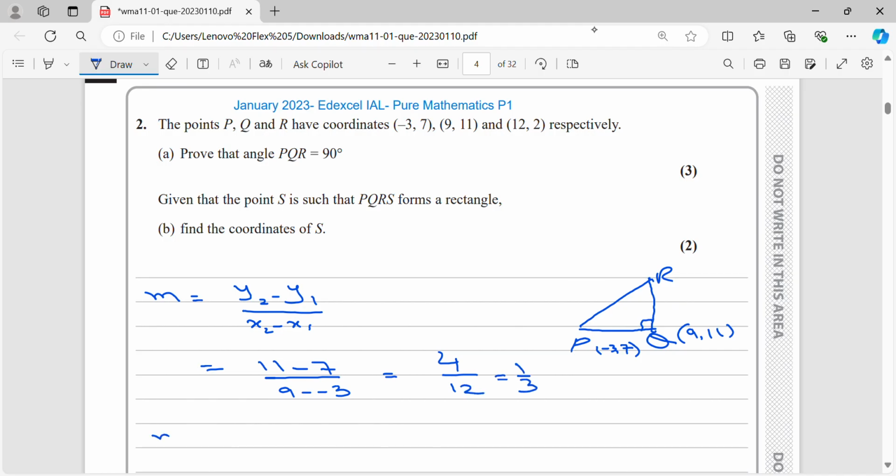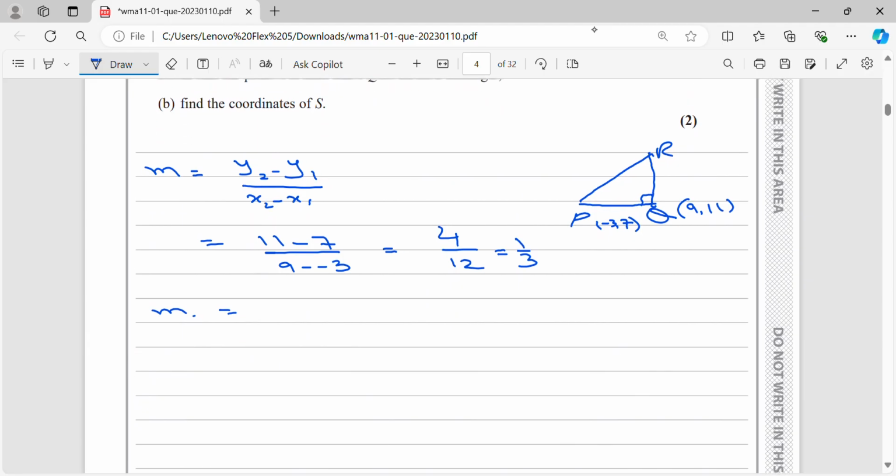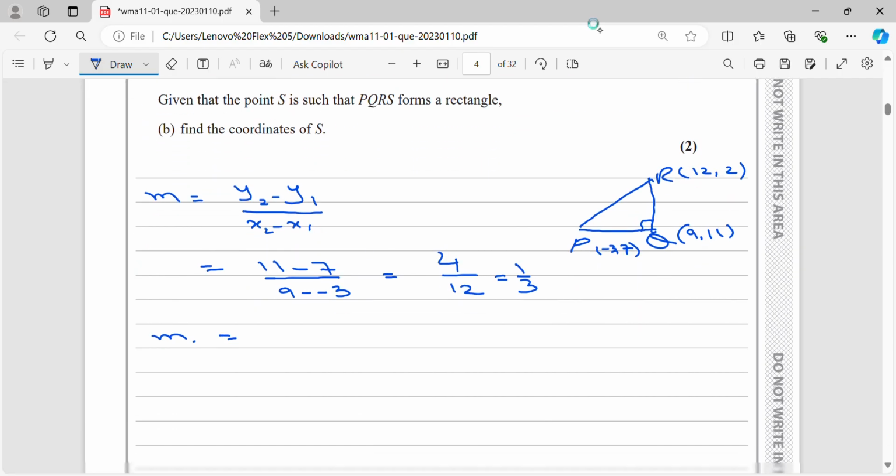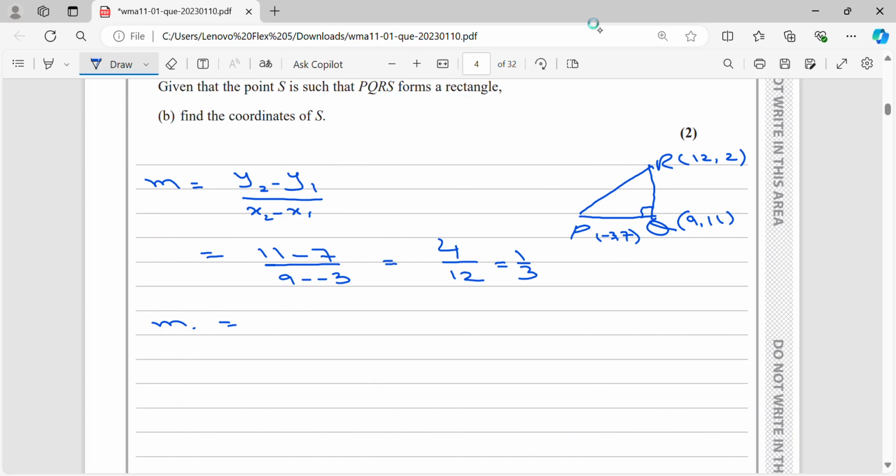Now I will find the gradient of the line RQ. I can use the same formula. The coordinate of R is (12, 2). So the gradient is 2 minus 11 over 12 minus 9. 2 minus 11 is -9, and 12 minus 9 is 3, and that is -3.